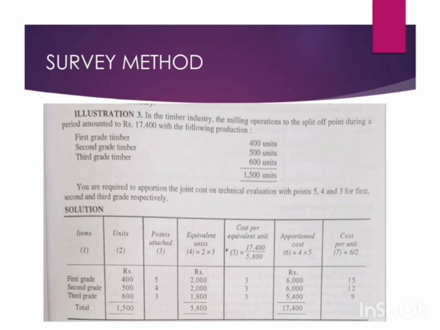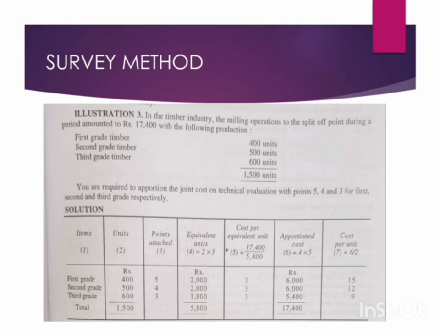That is also given in the question itself. 5, 4 and 3. To find out the equivalent units, that is the fourth column, we have to multiply the second and third columns. So 400 into 5 for first grade we get 2000, 500 into 4 for second grade we get 2000, and 600 into 3 for third grade we get 1800 as equivalent units. Now when we add all these units together we get 5800.